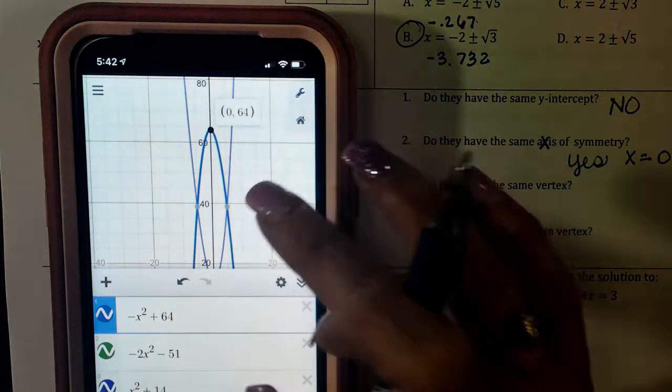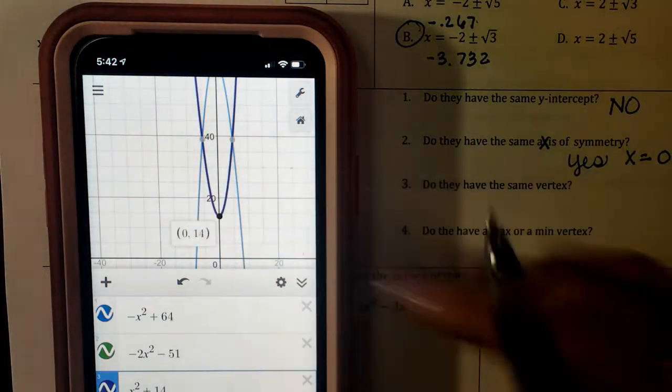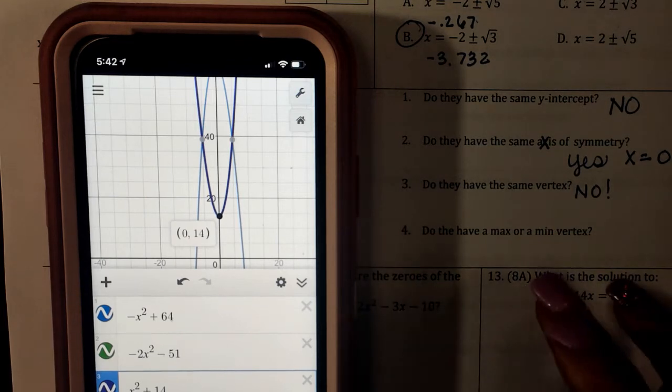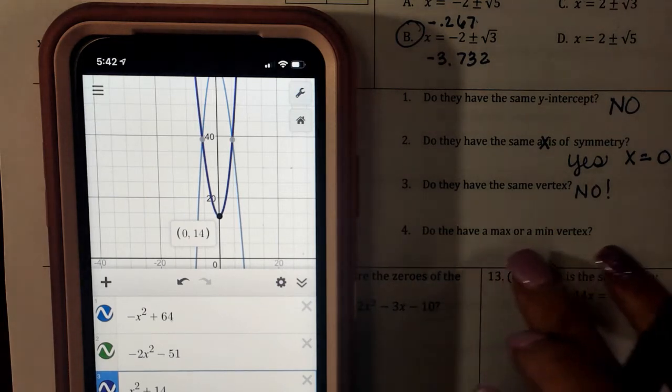Do they have the same vertex? Definitely not. There's that vertex. There's that vertex. So definitely no. That's a big no.